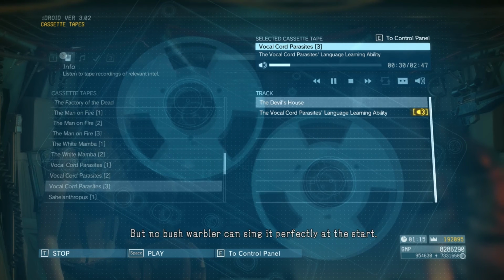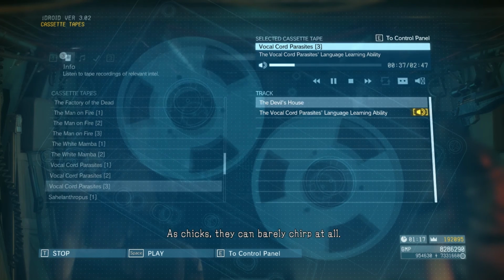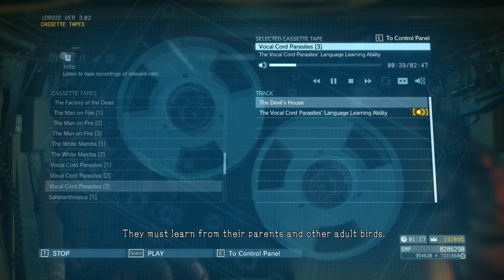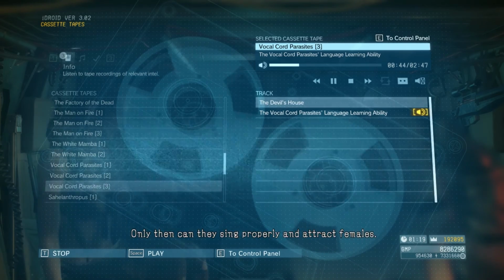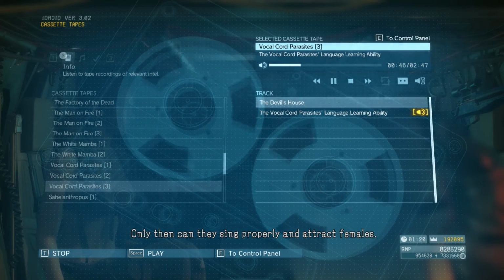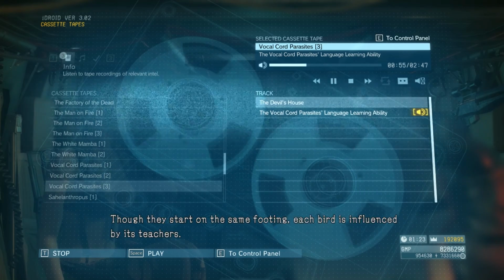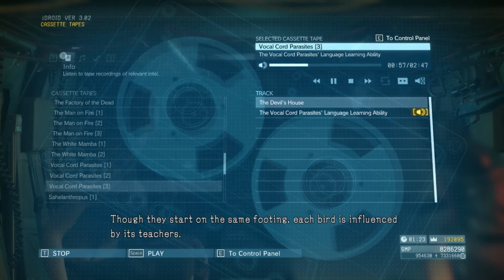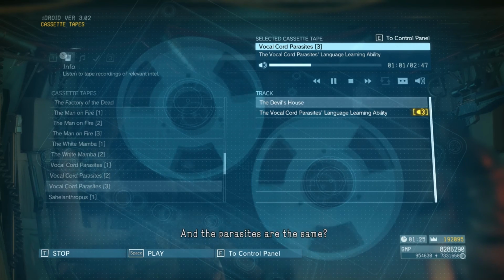But no bush warbler can sing it perfectly at the start. As chicks, they can barely chirp at all. They must learn from their parents and other adult birds. Only then can they sing properly and attract females. So naturally, there are individual differences in each bird's call. Though they start on the same footing, each bird is influenced by its teachers. And the parasites are the same?